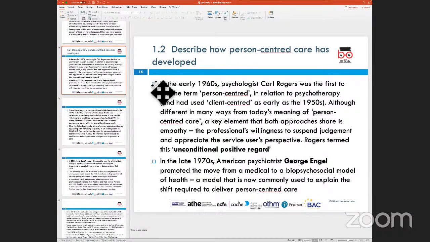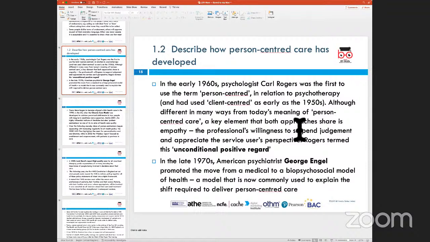Okay, let's go to the second criteria. Now, the second criteria is theoretical, and as I would say, it says describe. So here what we're going to do is paint a picture of a series of events of how the person-centered approach was introduced or developed. So we are going to go into a bit of history and develop a bit of a timeline to say when this approach was started or how it came about.